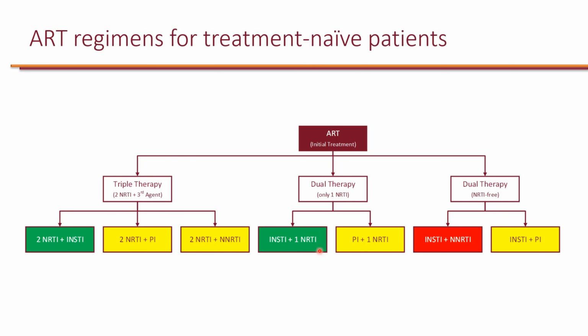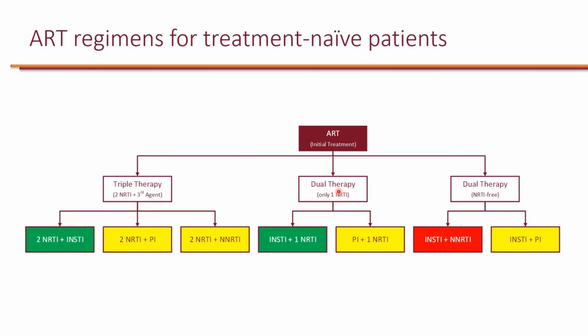Now, generally there are three different strategies for ART regimens. The historic strategy would be the triple therapy, which basically includes 2 NRTIs, or 2 nukes, as the backbone plus a third agent. The third agent can be either an integrase inhibitor, a protease inhibitor, or a non-nuke. So 2 nukes plus a third agent. In general, the majority of integrase inhibitors are recommended first line, so that's why this one is green, and we'll talk more about specific agents shortly.